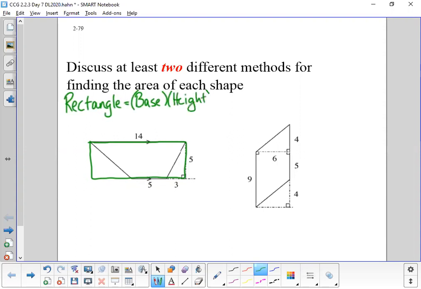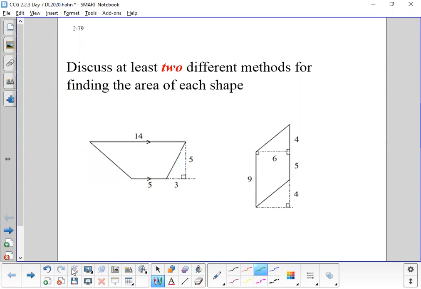And then when we found the area of the rectangle, we could subtract off this triangle and that triangle. So that would be one way that we could find the area of that trapezoid. Here is another way that we could find the area of that trapezoid.